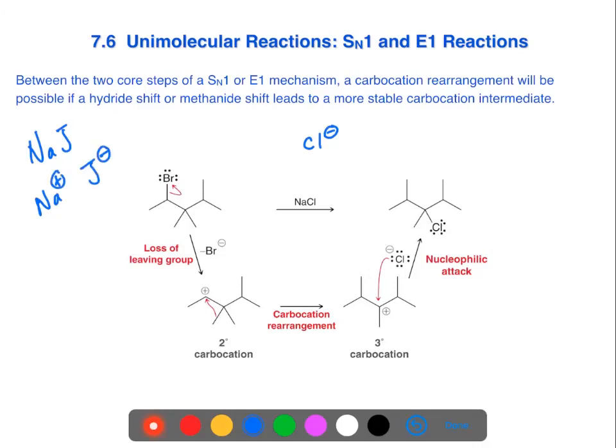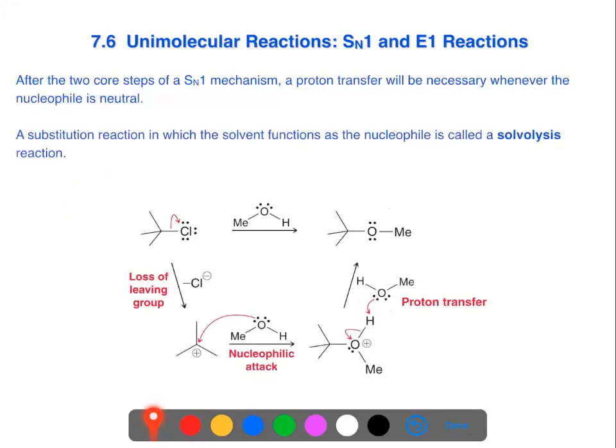So in this example, we have the chloride being our nucleophilic species. The last example is very similar to the opening example that we looked at for SN1, where a proton transfer may be necessary after the two core steps of the loss of a leaving group and nucleophilic attack. That's because the nucleophile that's used is a neutral species. And this is very common for SN1 reactions, where water and alcohols like methanol and ethanol are the most typical nucleophiles used in the SN1 reaction.